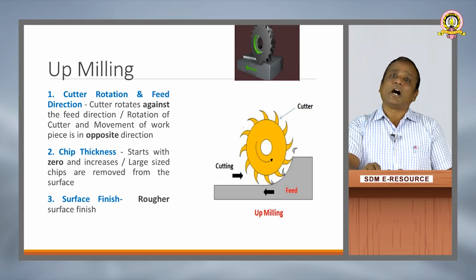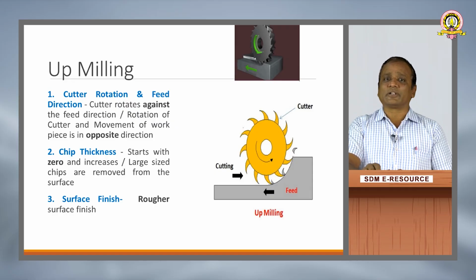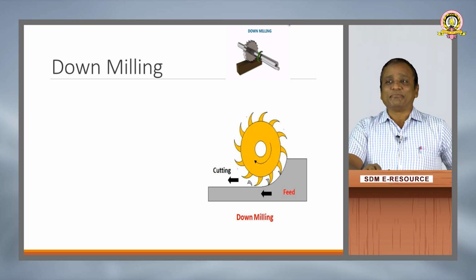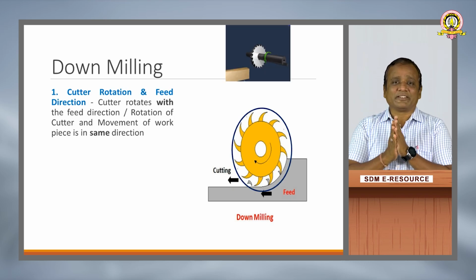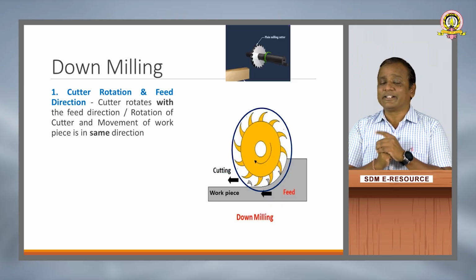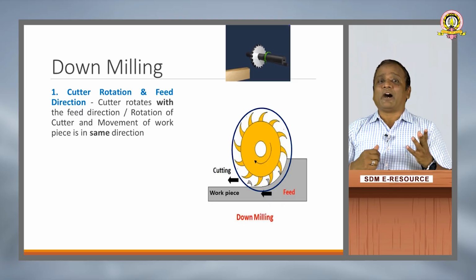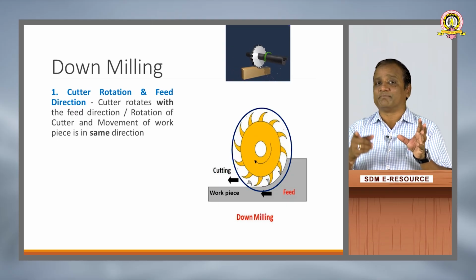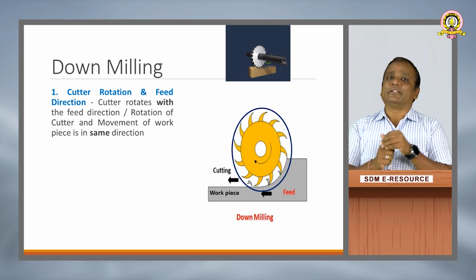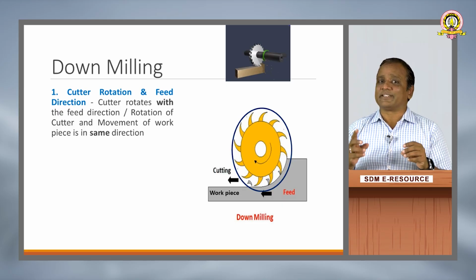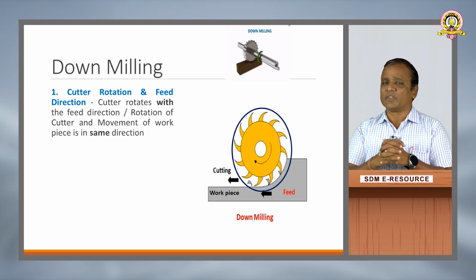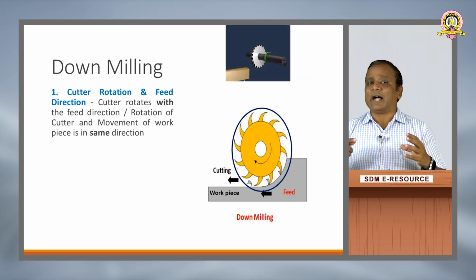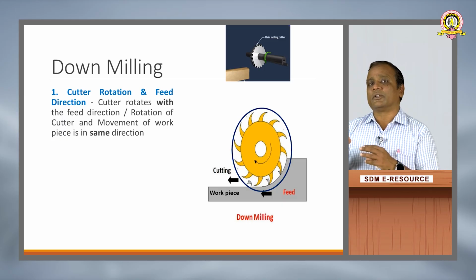Let's try to understand how this down milling looks like. As you could see over here, again the same cutter and a workpiece. But here, one thing to be noticed. In up milling, the rotation and the movement of the workpiece are in opposite directions, but in this down milling, the rotation and movement of the workpiece are in the same direction. You can see in the animation quite clearly the cutter rotating over the axis of the arbor, and the workpiece is moved towards the rotation.